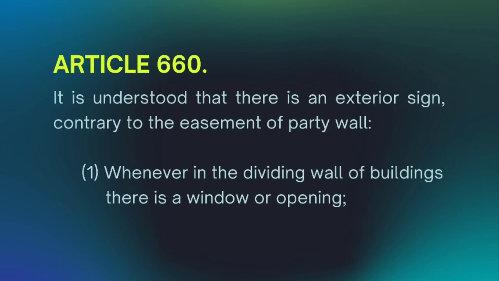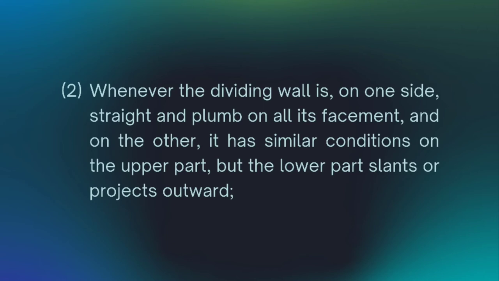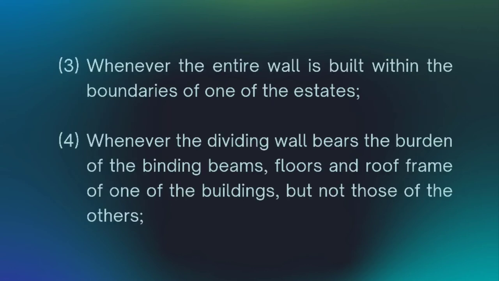Article 660. It is understood that there is an exterior sign, contrary to the easement of party wall: 1. Whenever in the dividing wall of buildings, there is a window or opening. 2. Whenever the dividing wall is, on one side, straight and plumb on all its facement, and on the other, it has similar conditions on the upper part, but the lower part slants or projects outward. 3. Whenever the entire wall is built within the boundaries of one of the estates. 4. Whenever the dividing wall bears the burden of the binding beams, floors and roof frame of one of the buildings, but not those of the others.